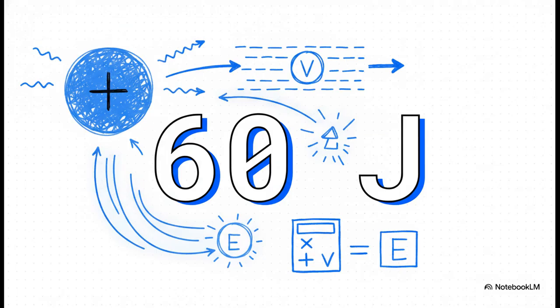So, if you have that exact same 4 coulomb charge sitting at a location that has an electric potential of 15 volts, well, 4 times 15 gives us exactly 60 joules of stored, ready-to-use electrical energy. It really is that simple. You find the location's voltage, multiply it by your charge, and boom, you have your stored energy.